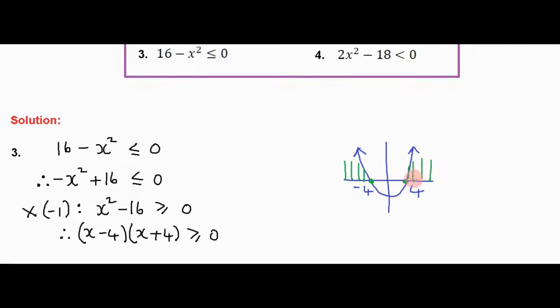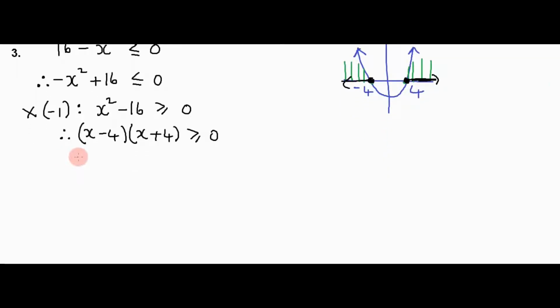So then our solution will be all x values above 4 or greater than 4, but also including 4, and all x values below negative 4, but also including negative 4. So we can write down the solution. X will be less than or equal to negative 4, or x will be greater than or equal to positive 4. We can also illustrate this with interval notation.